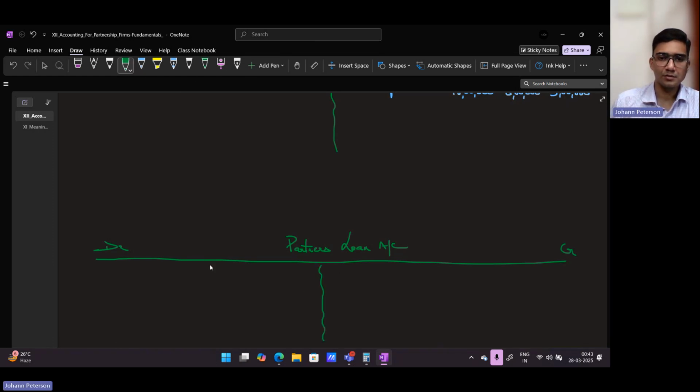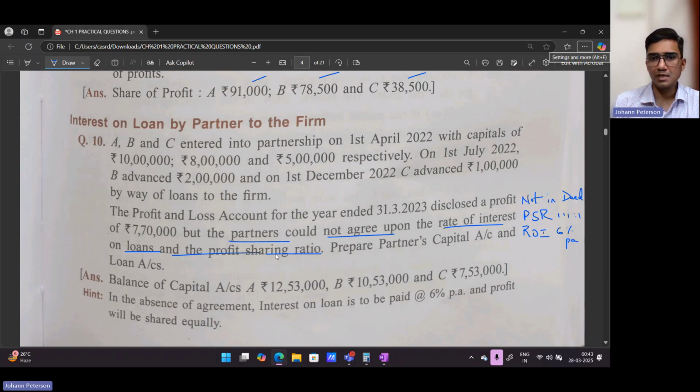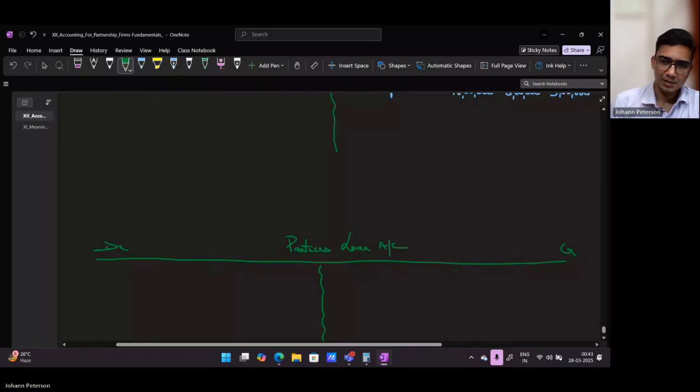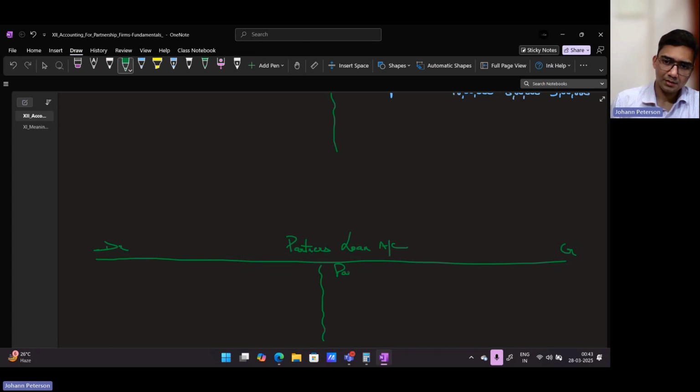Again, you have whose loan, who have given the loan, B and C. So particulars: B, C. Particulars: B and C.